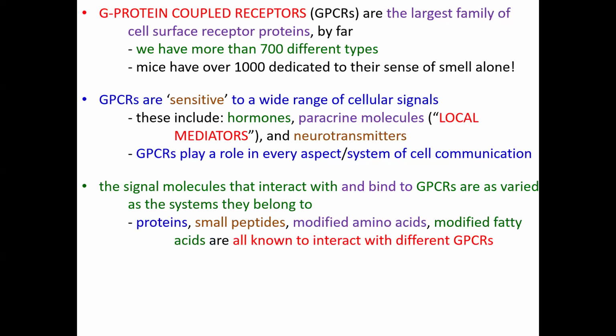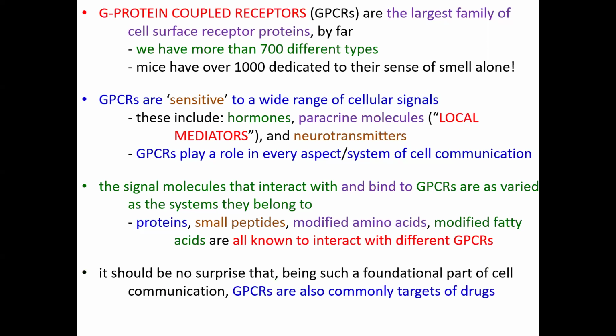Again, these signaling molecules can be proteins, large proteins. They can be small peptides, which is just a very limited number of amino acids linked together. Signaling molecules that bind to GPCRs can be modified single amino acids, modified fatty acids. All of these are known to be ligands, or again, signaling molecules that bind to this receptor type.